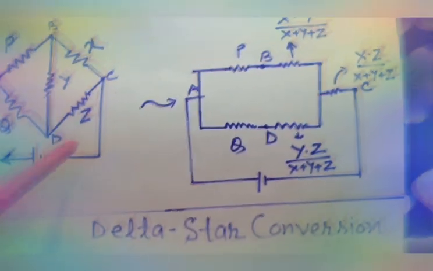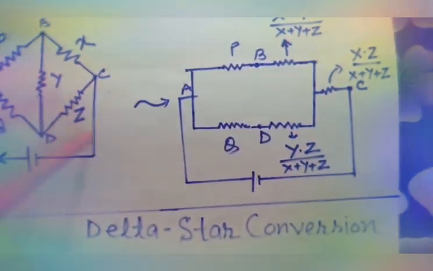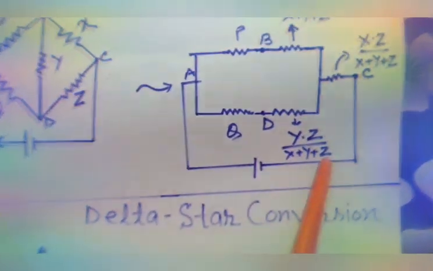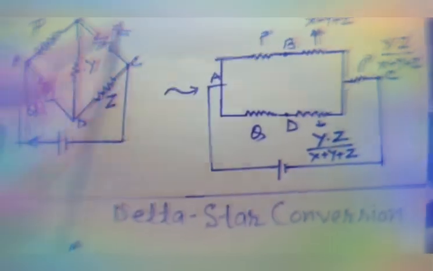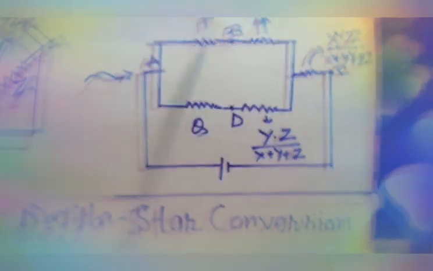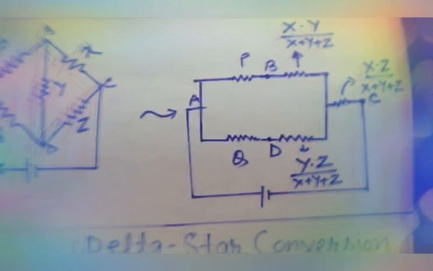Now the resistance connected with branch D will be the product of the adjacent branches Y and Z, so Y into Z divided by X plus Y plus Z, and the third branch will be the product of these two branches, X into Z divided by X plus Y plus Z. Now this circuit is very simple, and by adding these two in series, finally we will solve this circuit as a simple case. So let us see this with an example.